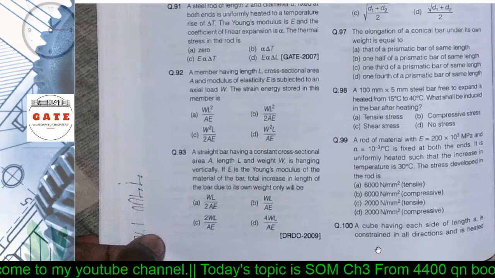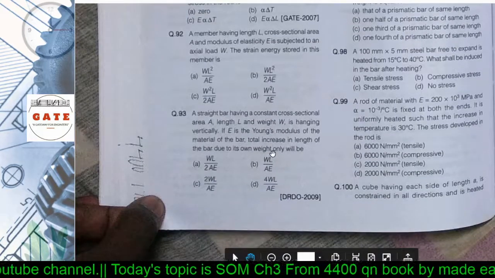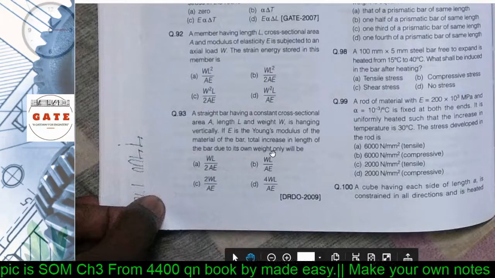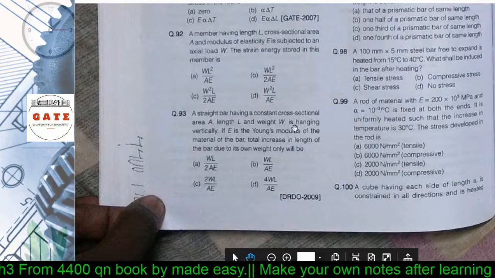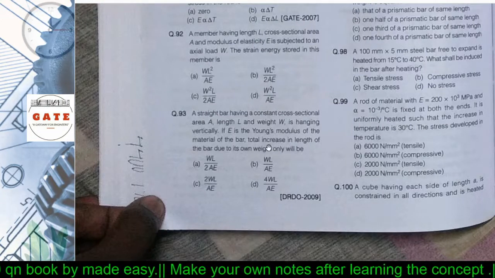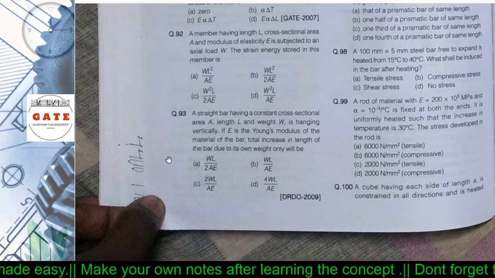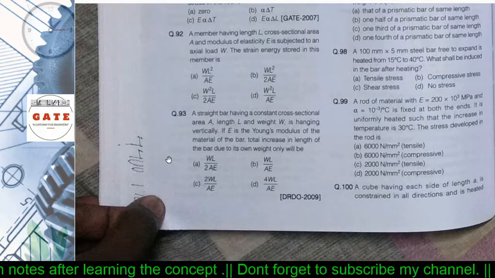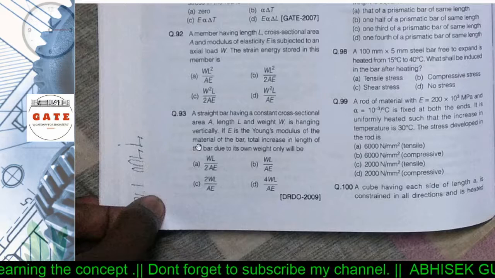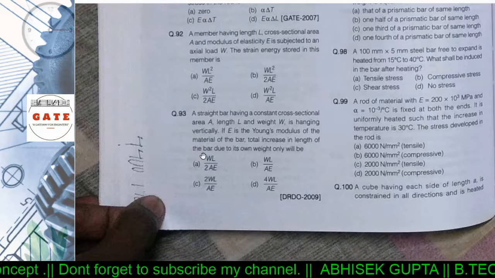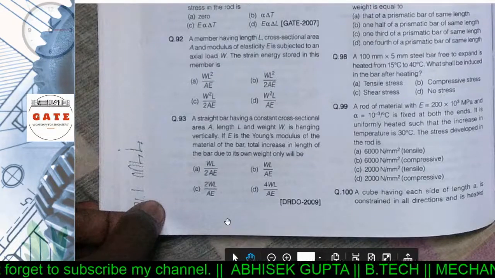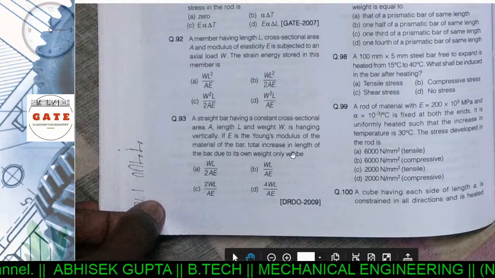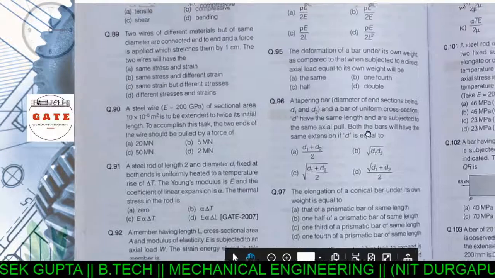Question number 93. A straight bar having a constant cross section area A, length L, weight W is hanging vertically. E is the Young's modulus. Then the total increase in length of the bar due to its own weight. Total increase in length means delta L is being asked. So obviously, due to its own weight, again a direct formula based question. Question number 93, option A, WL upon 2AE. Direct formula based question of a prismatic bar asked in DRDO 2009.